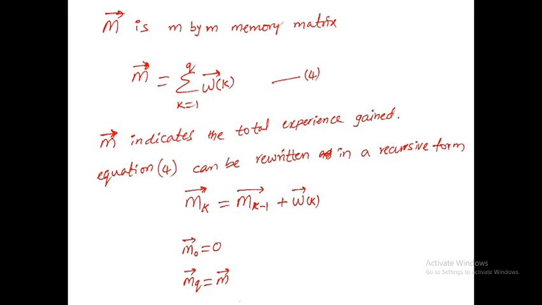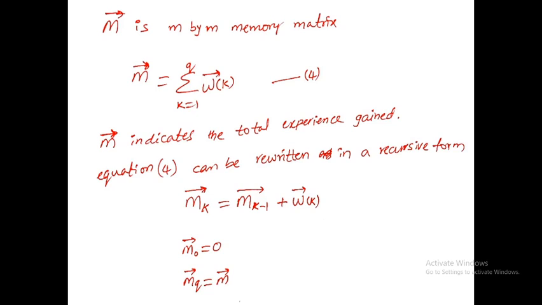m2 is equal to m1 plus w2. It means m2, the present pattern memory, is equal to the previous pattern memory plus the present pattern connection link weights, that is nothing but w2. There are three terms, right?